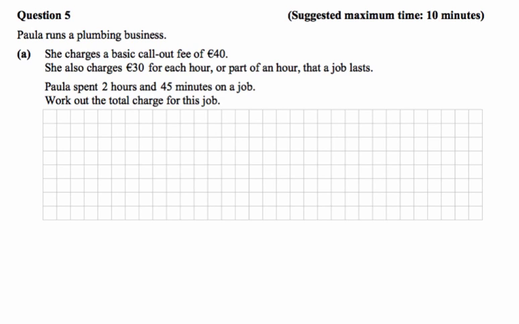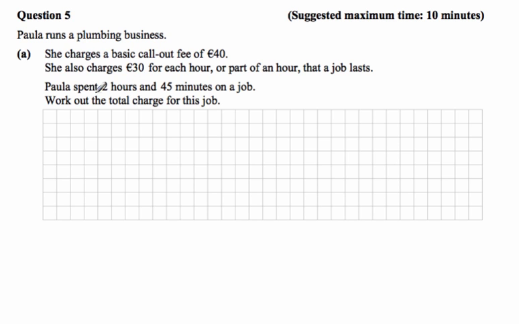This is question 5 from the 2016 Junior Cert Ordinary Level Paper 1. The question says, Paula runs a plumbing business. She charges a basic call-out fee of €40. She also charges €30 for each hour or part of an hour that a job lasts. Paula spent 2 hours and 45 minutes on a job. Work out the total charge for this job.